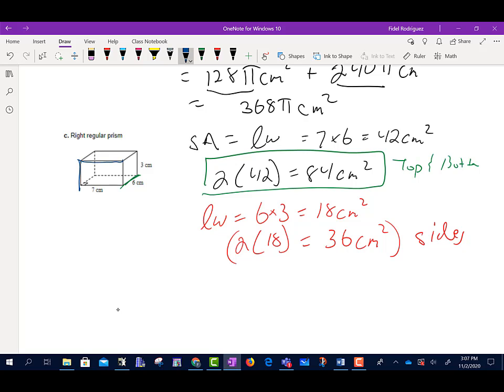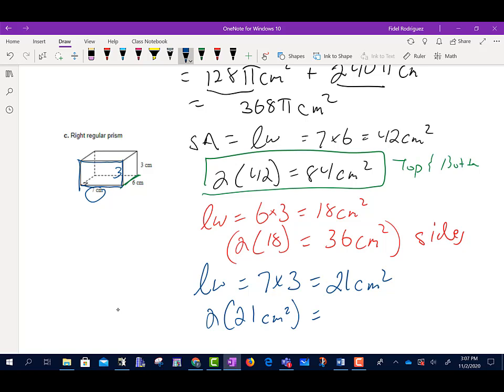So now let's do the front and the back. So this piece here. This is 7. This is 3. Okay, so length times width is going to be 7 times 3. That's going to be 21 centimeters squared. So now we're going to take 2 times 21 centimeters squared. That's going to give me 42 centimeters squared.